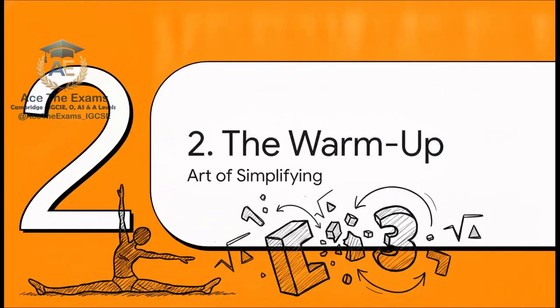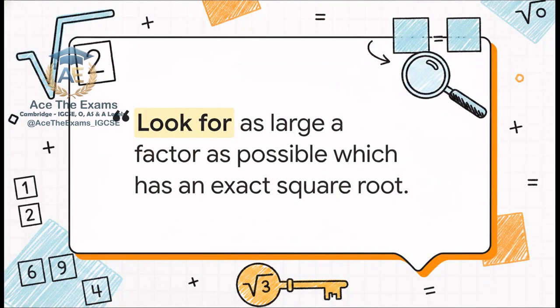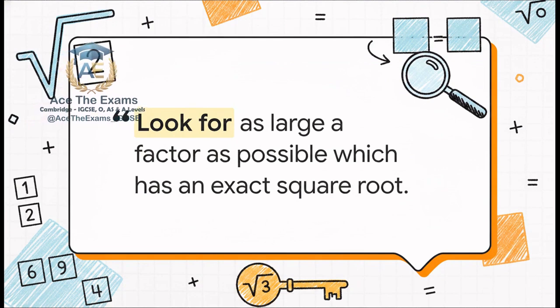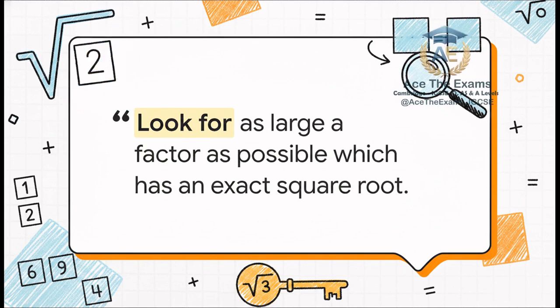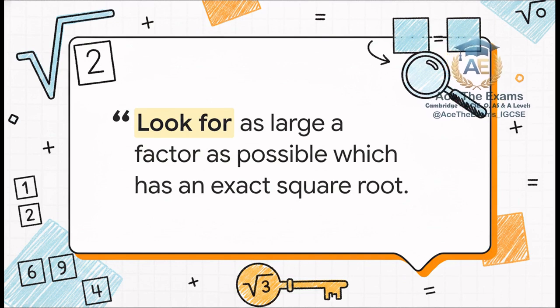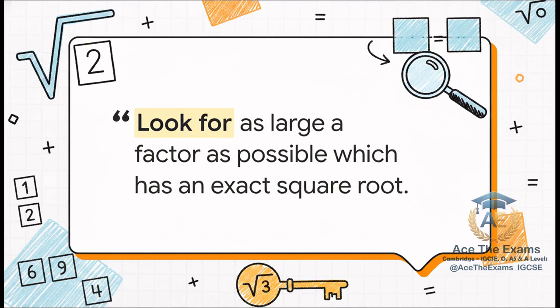Moving right along to Section 2, the warm-up, the art of simplifying. This is where we build our strength. The most crucial point is summarized perfectly by this quote straight from the text. Look for as large a factor of the number as possible which has an exact square root. Seriously, I want you to memorize this. It's your golden rule. Whenever you're staring down a big, intimidating number under a root, your brain should automatically start scanning for its largest perfect square factor. Doing this right out of the gate is a huge pro tip for saving time.